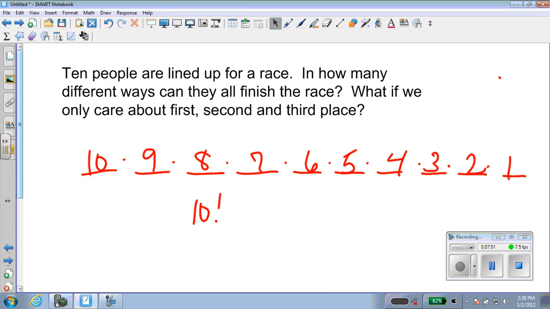Okay, follow-up question. What if we only care about first, second, and third place? Which is often true in a race. We only care about first, second, and third place.